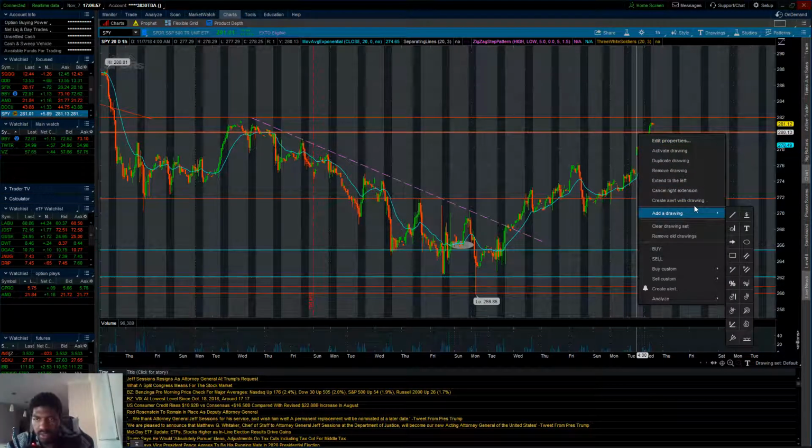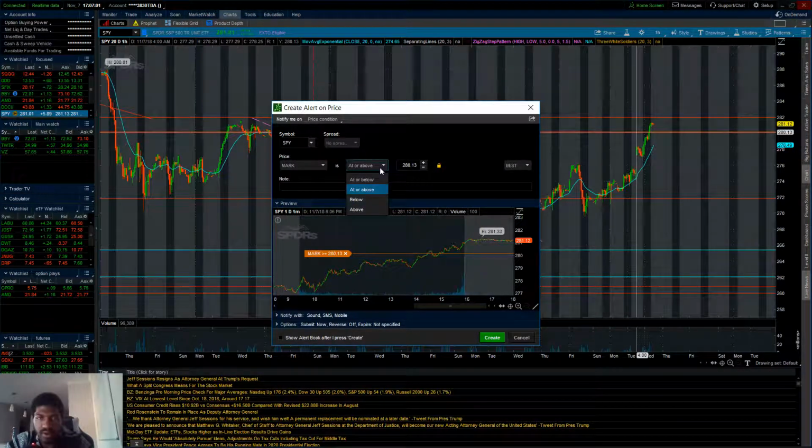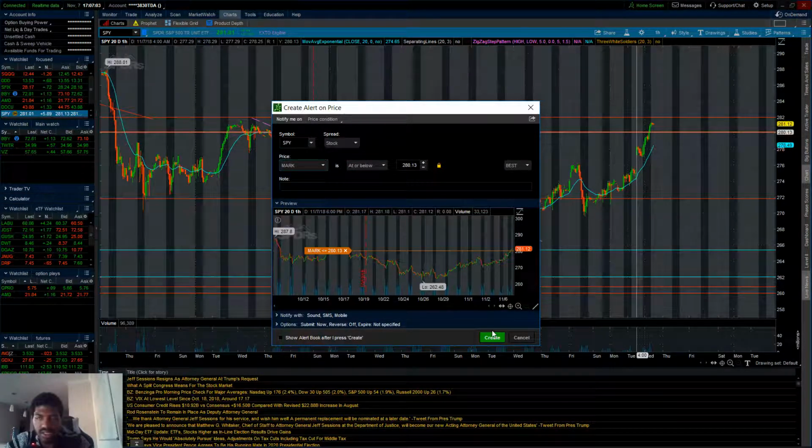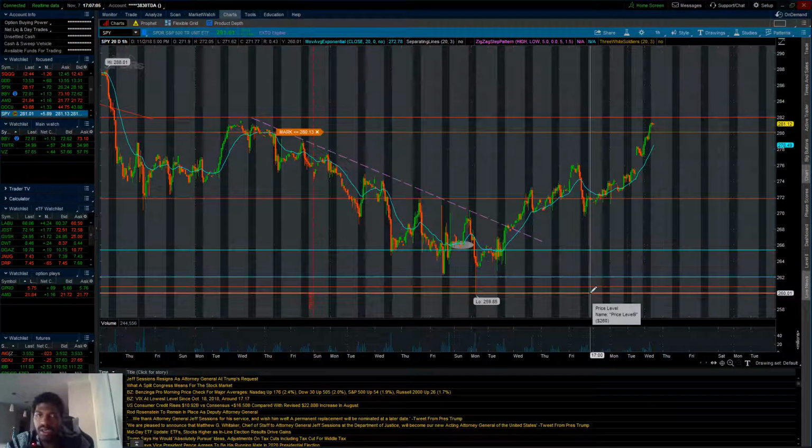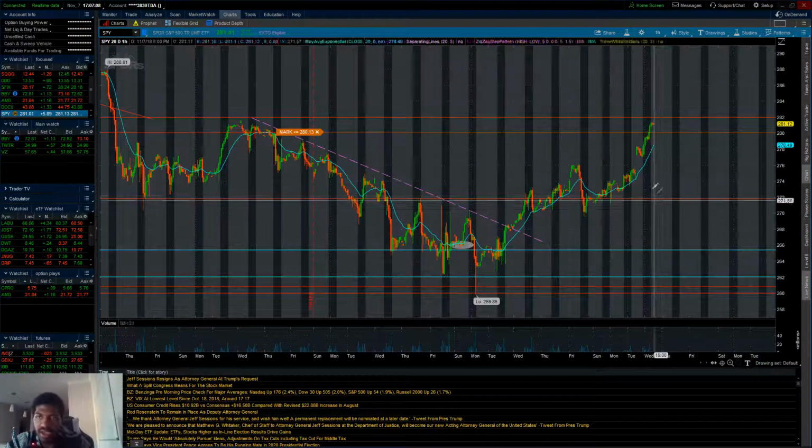Mostly tech though. Let's see, I'm trying to find my alerts. And if you're wondering what application I'm using, this is the Thinkorswim desktop application. You can get it too if you have a TD Ameritrade account.